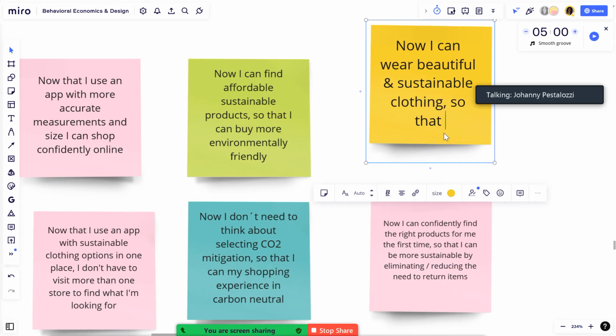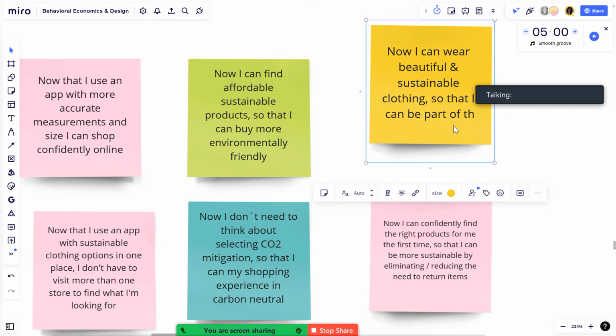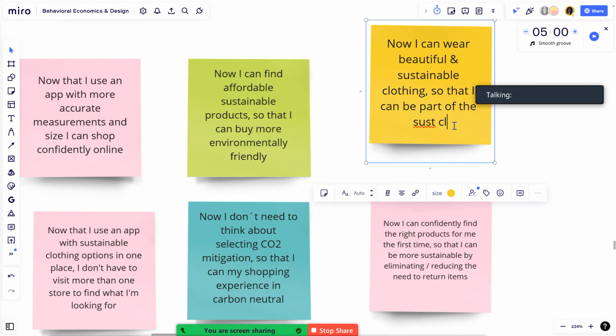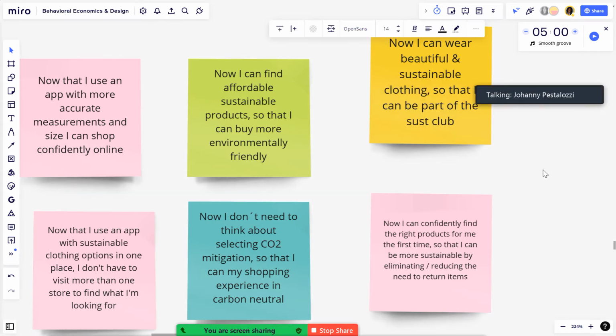Perfect. So the time is up. I need to finalize writing this. Just 1 second. Cool. So how did it go? How did you find this exercise?